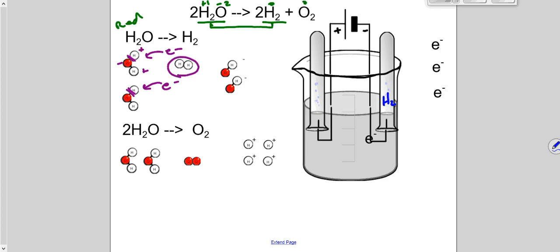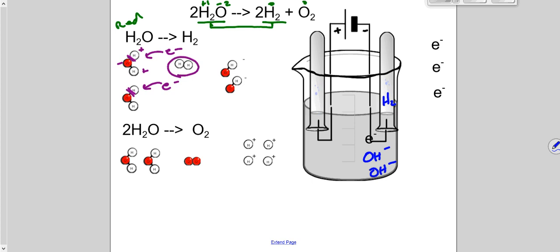And we're going to have an abundance of what's left over, hydroxide ions floating around in the solution on this side of the reaction. And because of that, if we were to test the water near the negatively charged terminal, the cathode, we would see that it was basic.